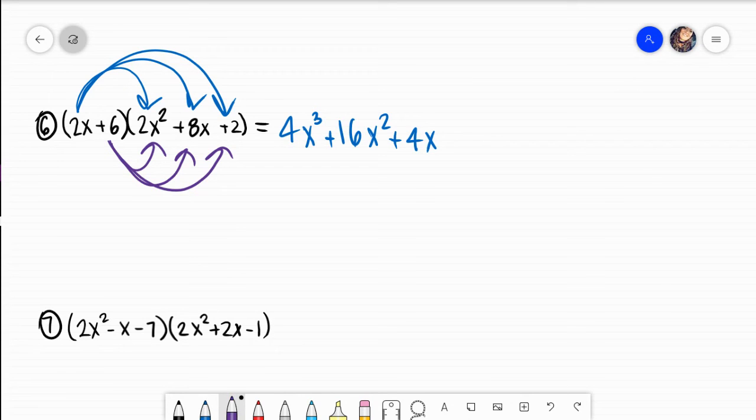Now do this multiplication. 6 times 2 is 12. Signs are the same, so it's positive. No x times x squared is just x squared. 6 times 8. What's 6 times 8? 48.